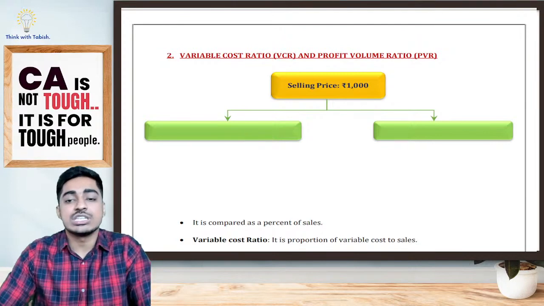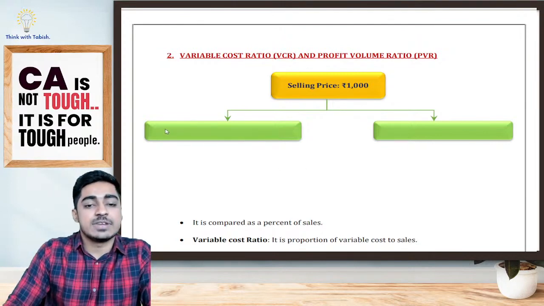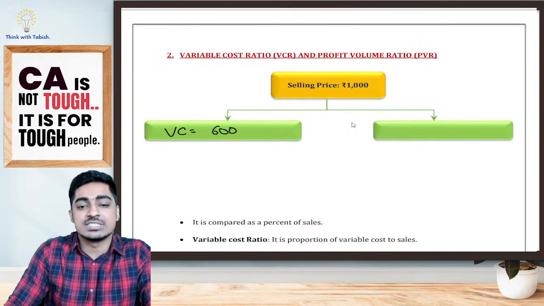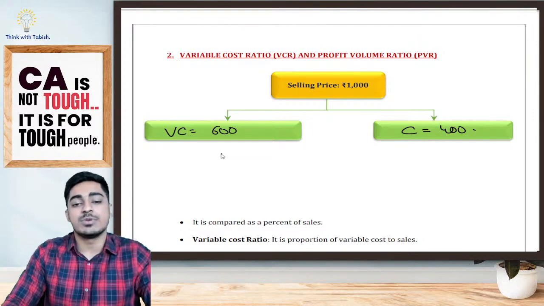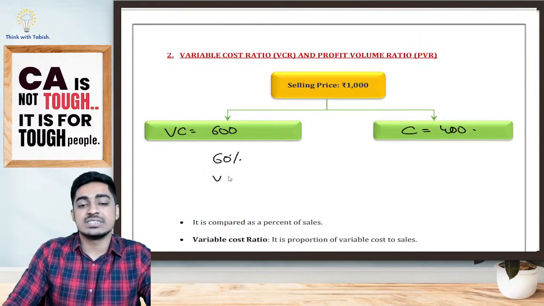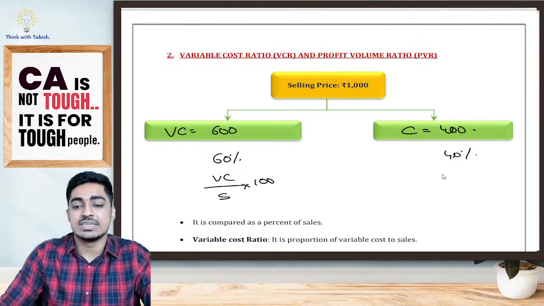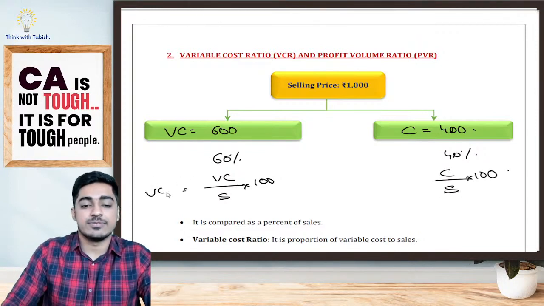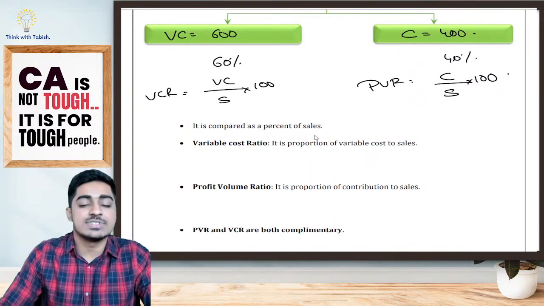Next, variable cost ratio and PV ratio. We have a selling price of 1000. We bifurcate it as a variable cost of 600 and a contribution of 400. So how much percentage is variable cost? It is 60%, that is variable cost divided by sales into 100. How much percentage is contribution? It is 40%, contribution divided by sales into 100. The first is variable cost ratio and the second is PV ratio. Both of them are compared as a percentage of sales.